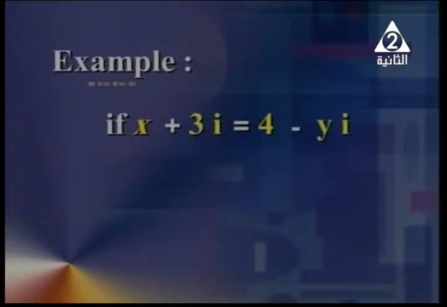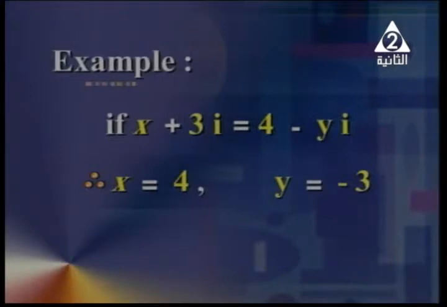Example: if we have two equal complex numbers, the left-hand side x plus 3i and the right-hand side 4 minus yi, what is the value of x and y? Dear student, x equals 4, y equals negative 3. Why? Because the real part in the first is x and in the second is 4. The imaginary part in the first is 3, and in the second it is negative y. Then in this case, x equals 4, y equals negative 3.